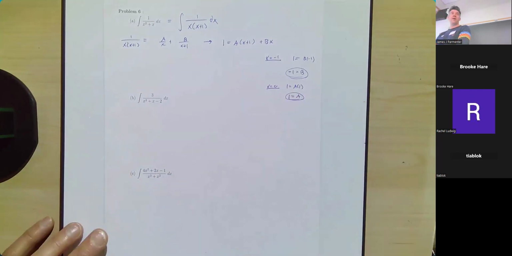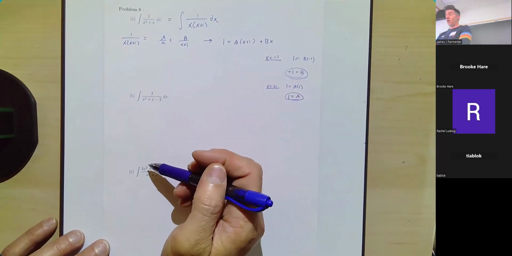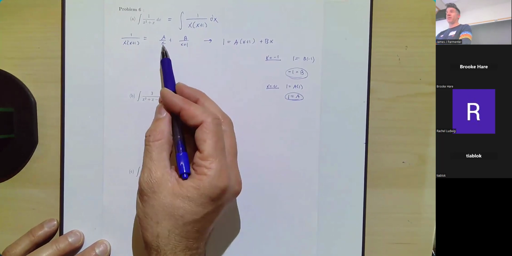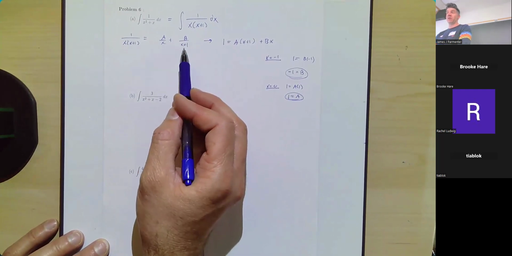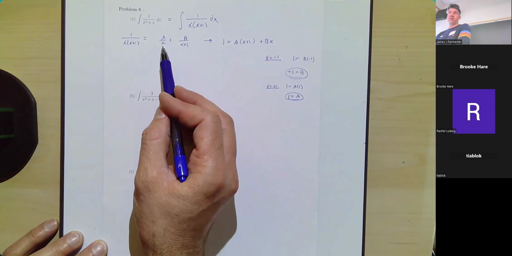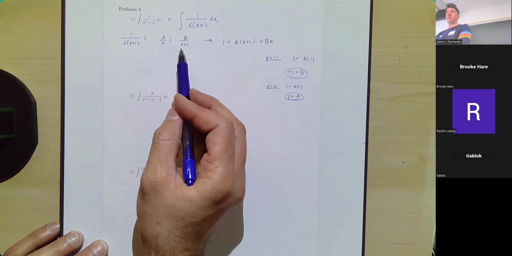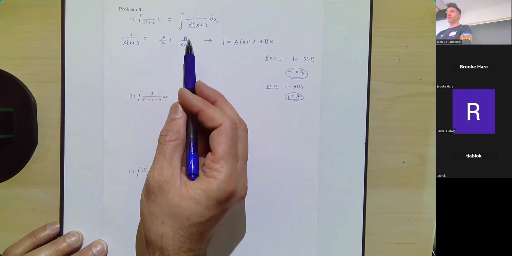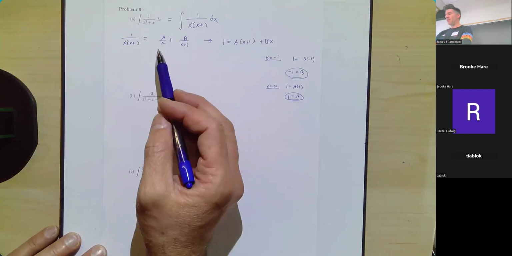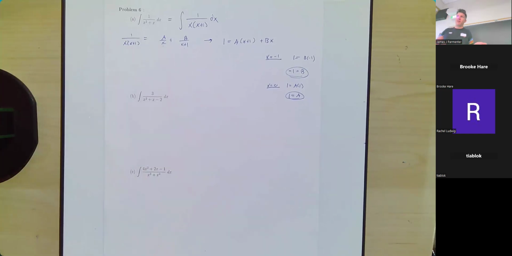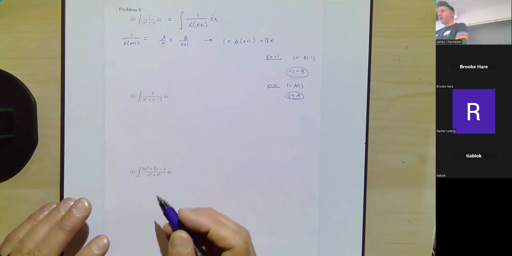You're always just picking the values. The convenient values are just the values that would make the denominators equal to 0 in this original expression here. So x equal to 0 because a over 0 is undefined. x equal to -1 because -1 plus 1 is 0 and b over 0. So pick the values that make this expression undefined. I know it's kind of a weird way of picking things, but it totally works.